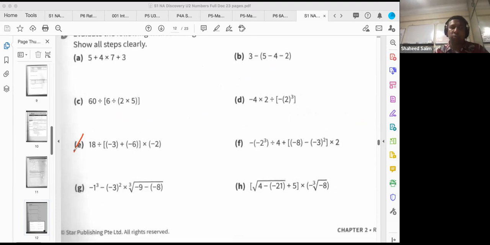Do the innermost bracket first. I repeat, innermost bracket first. Remember, they are non-human beings. So which one is the innermost bracket? This is not a real bracket. This one, because of the double sign. You do.